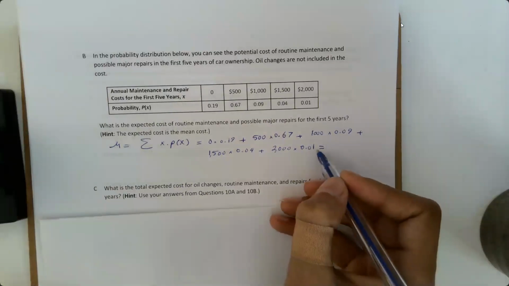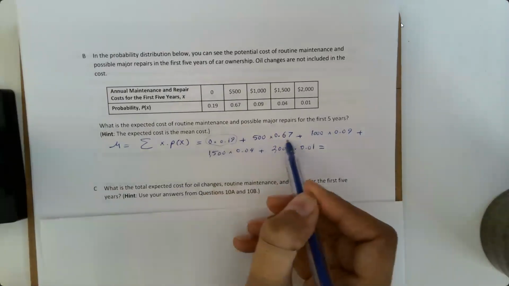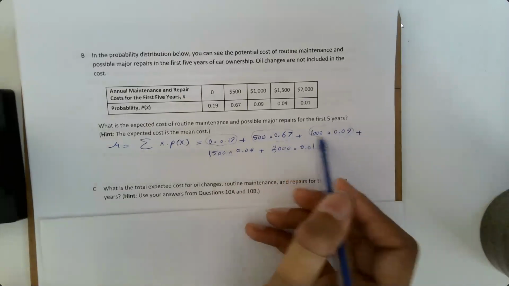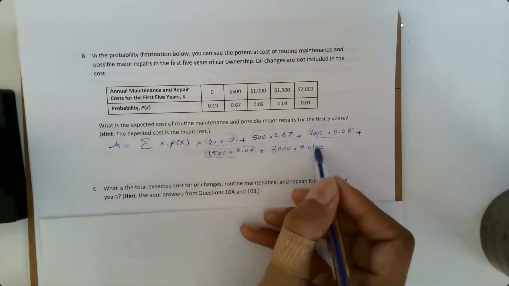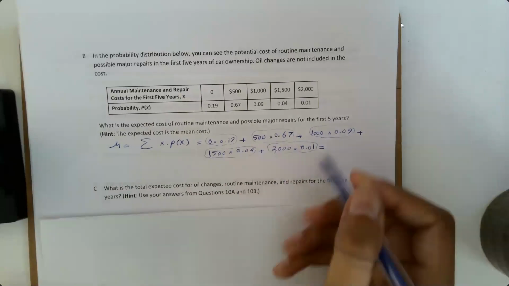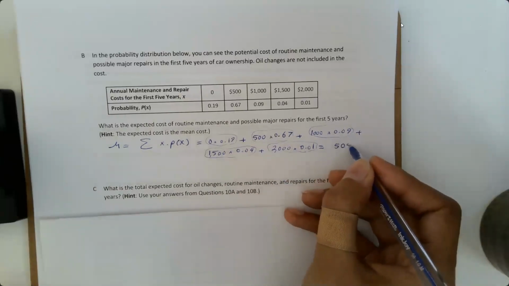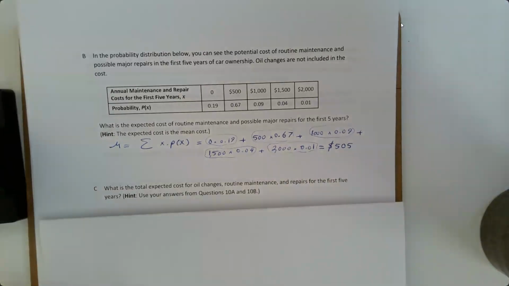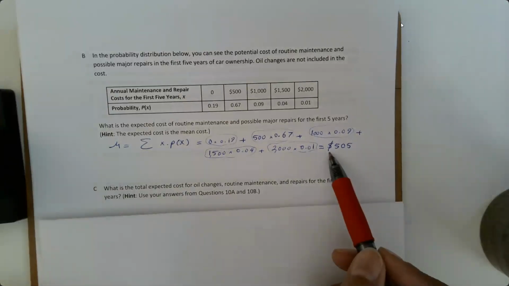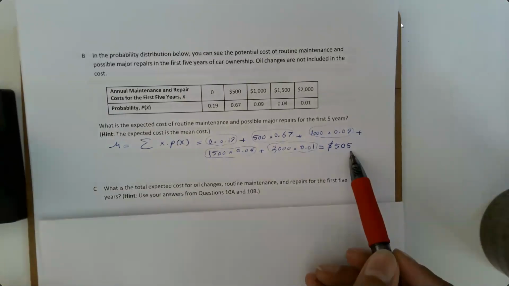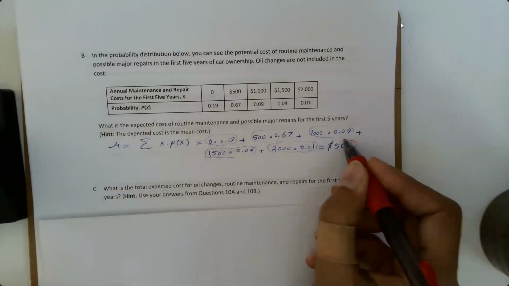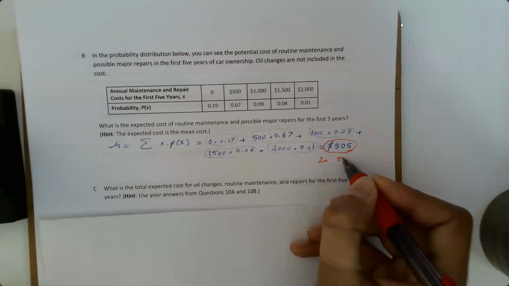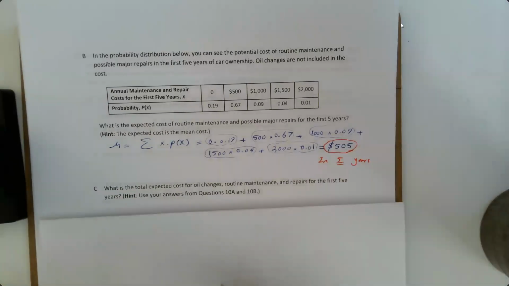Well, okay. After multiplying all of these numbers together and adding them to each other, it's going to be $505. Okay, so we expect to pay $505 in 5 years for our car.